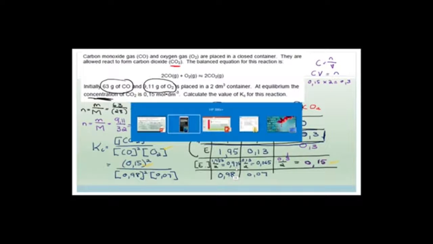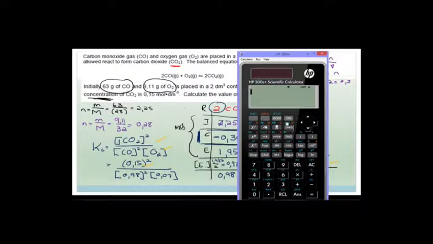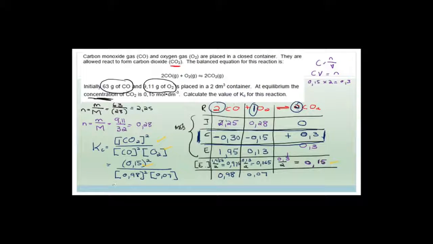Let's substitute into our calculator, put it in. So we're going to have 0.15 all squared over 0.98 squared multiplied by 0.07 equals, and that becomes 0.334. We round off to 0.33. So the Kc value here is 0.33.